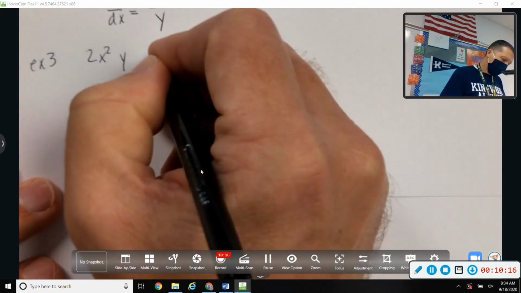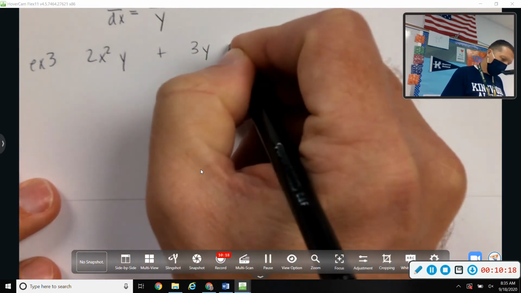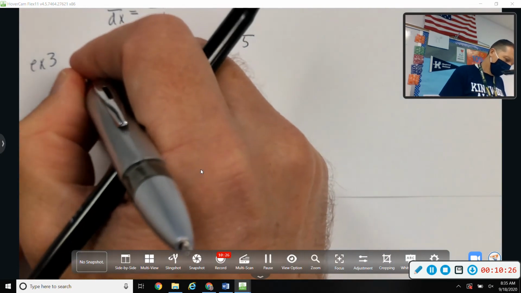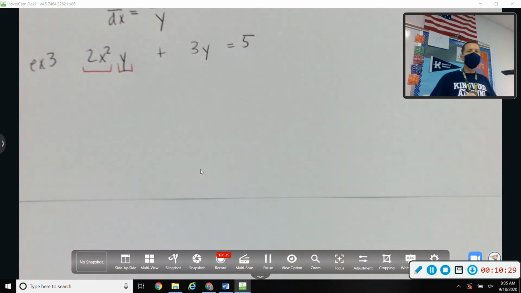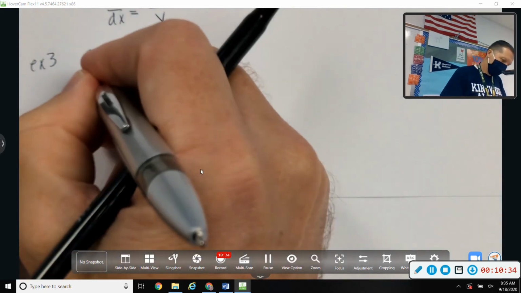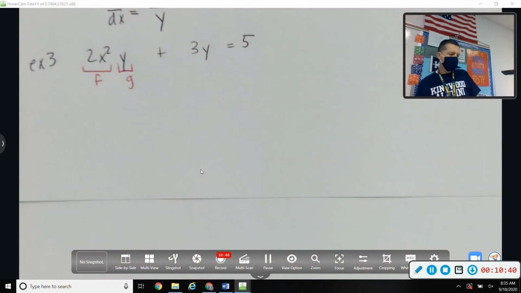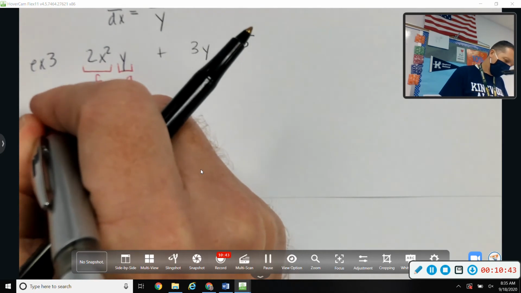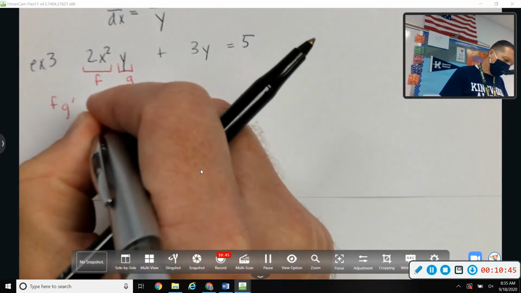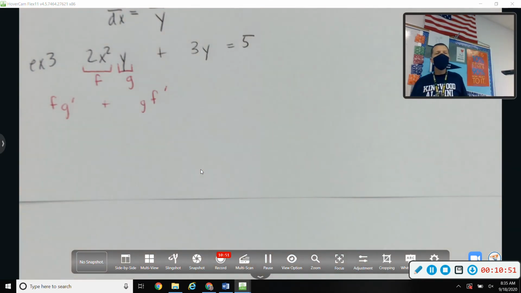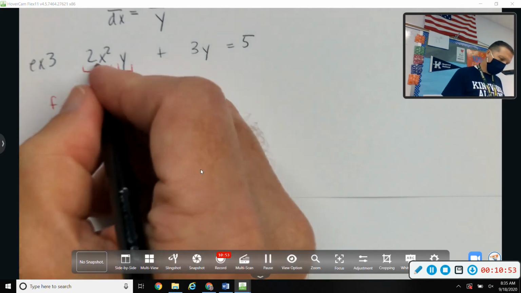2x squared y plus 3y equals 5. Well, that looks like a product rule coming our way. 2x squared times y. F and G. Those are simple enough. I'm not going to write them out. I'll write out the product rule here to help sort of guide my thinking a little bit. So F is 2x squared.